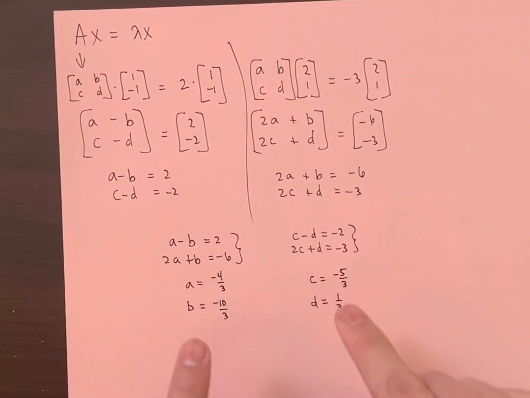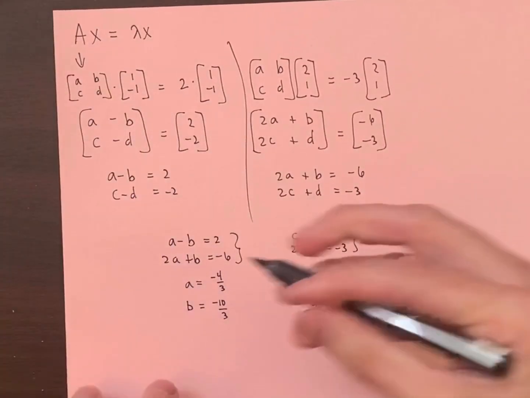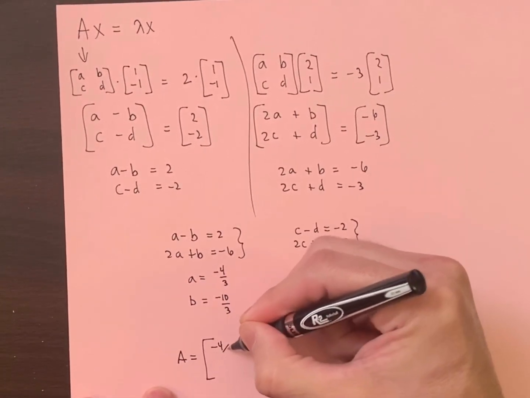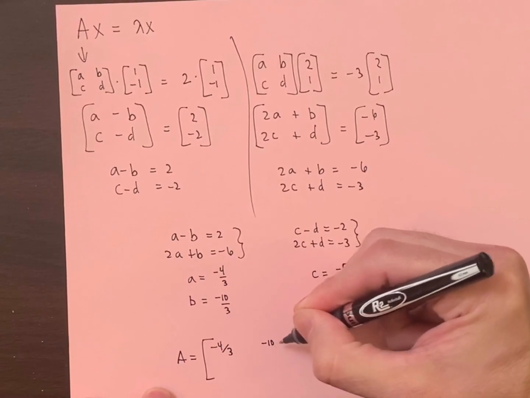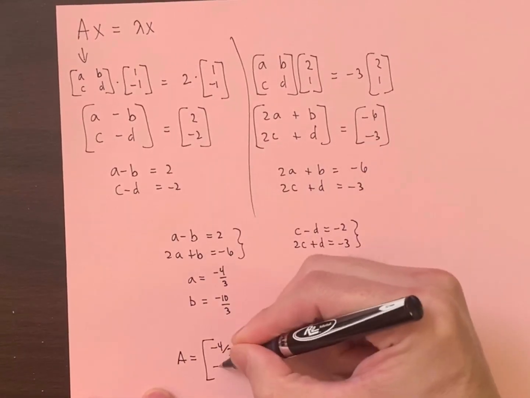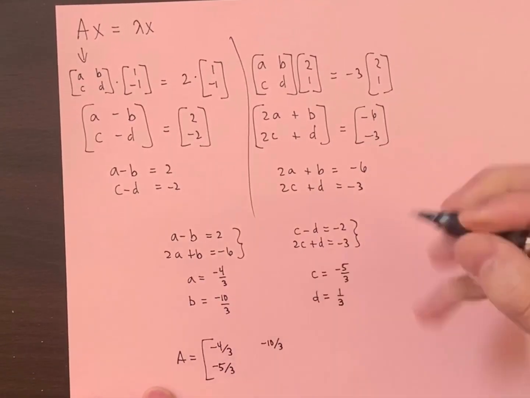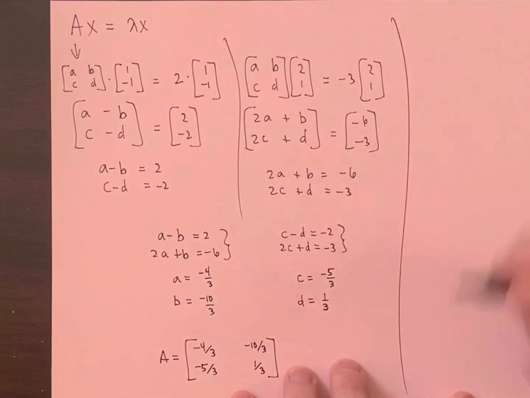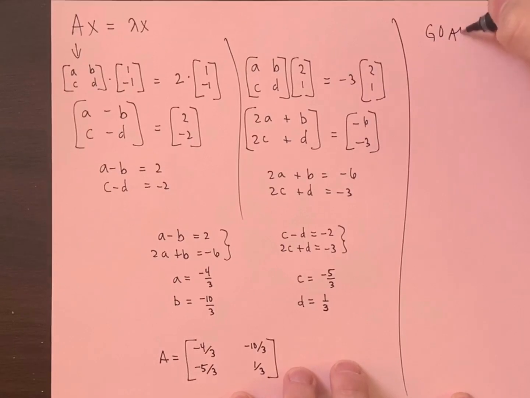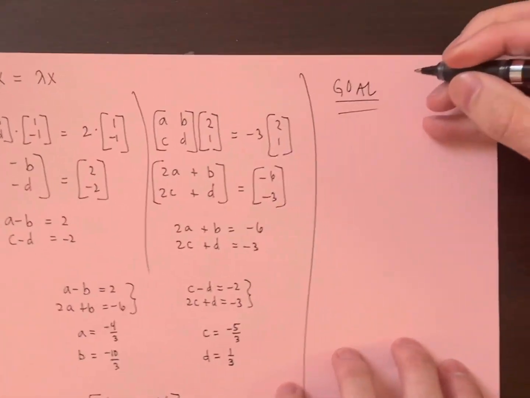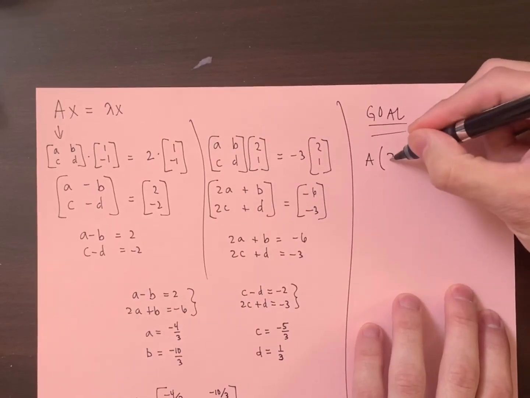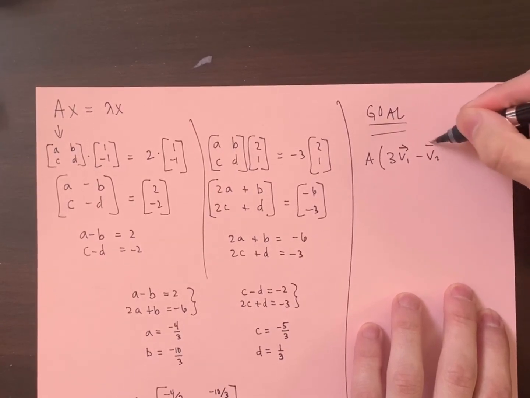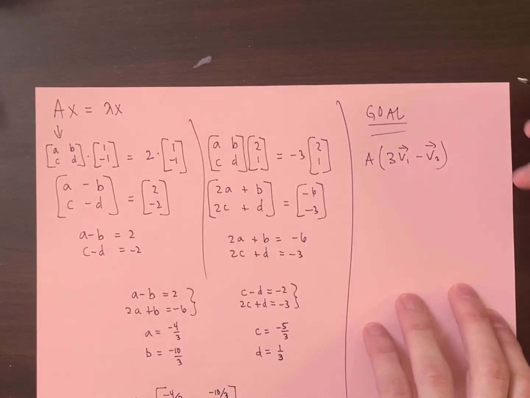So we have A, B, C, and D. So our matrix A has just been identified. It's -4/3, -10/3, -5/3, and 1/3. We can now proceed to the goal. So what exactly was the goal here? The goal was to find A times 3 times vector 1 minus vector 2. So let's just make some substitutions and we're finished.